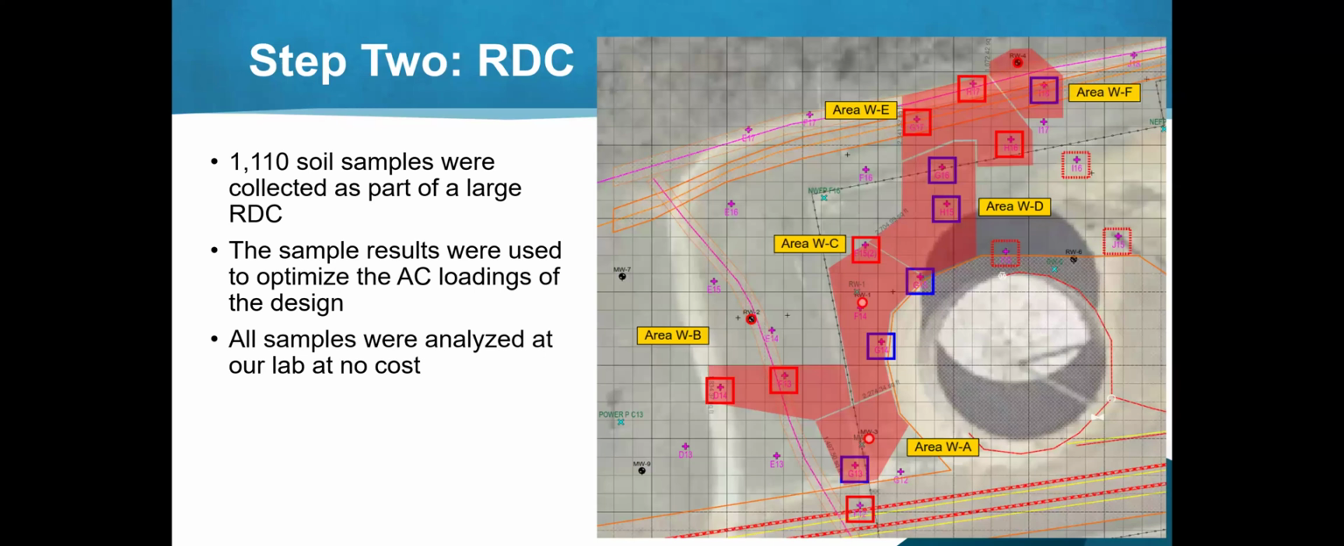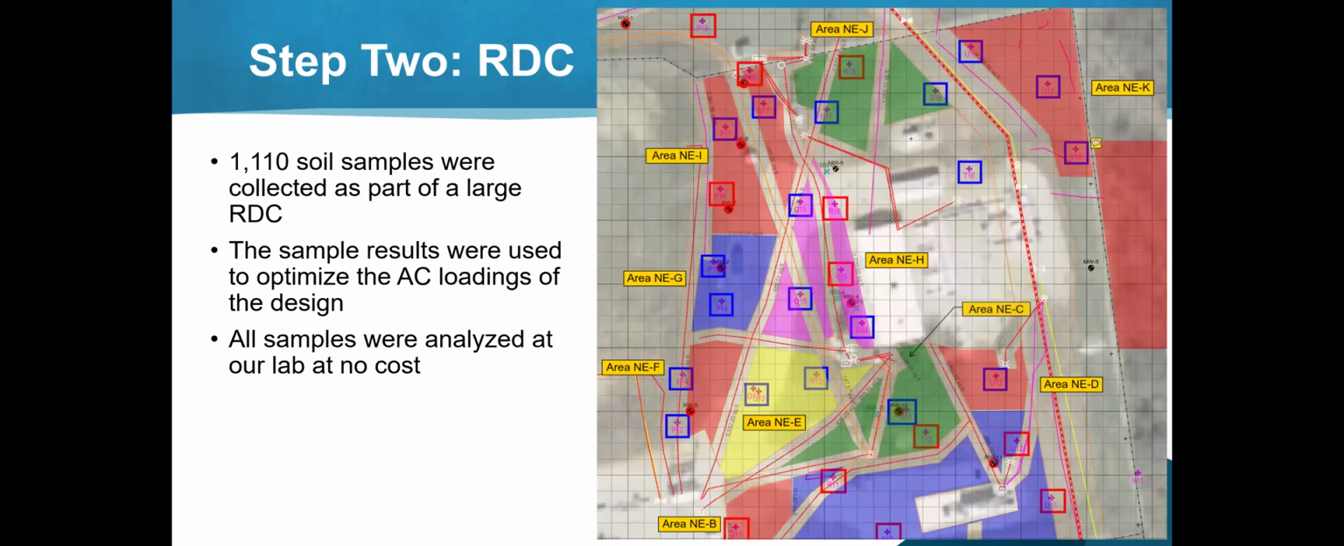So we took 1,110 soil samples to actually determine what the mass of the contaminant bound to the soil was and how that was distributed. Those sample results were used to determine what the activated carbon loading should be in design. And of course, all the samples were analyzed at the RPI lab at no cost to the client.